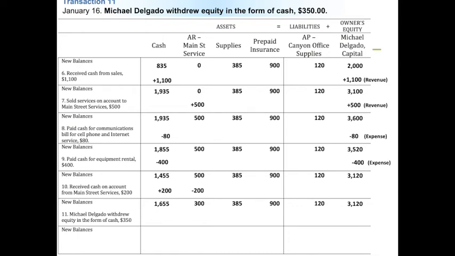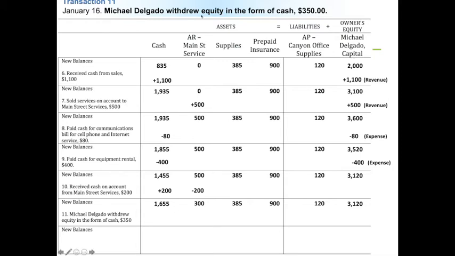The last transaction we're going to take a look at says January 16th, Michael Delgado withdrew equity in the form of cash, $350. So as an owner, you can take out cash, you can take out any type of your assets, supplies and so forth. The only thing is you have to record it. So you have that right to take assets out of your business.